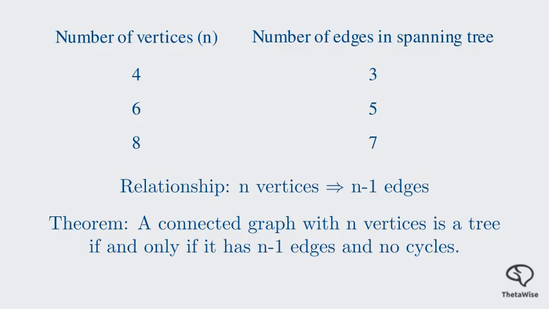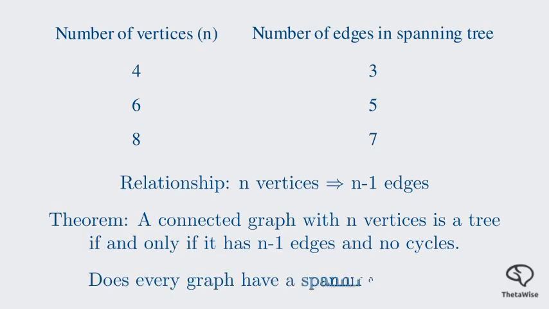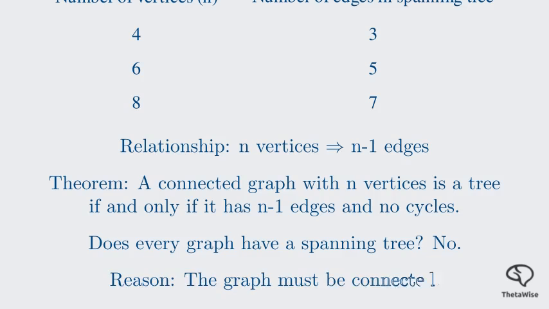Now, can every graph have a spanning tree? The answer is no. A graph must be connected for a spanning tree to exist. If a graph has 2 or more distinct connected components, it's impossible to connect all vertices with a single tree structure. The spanning tree must touch every vertex.